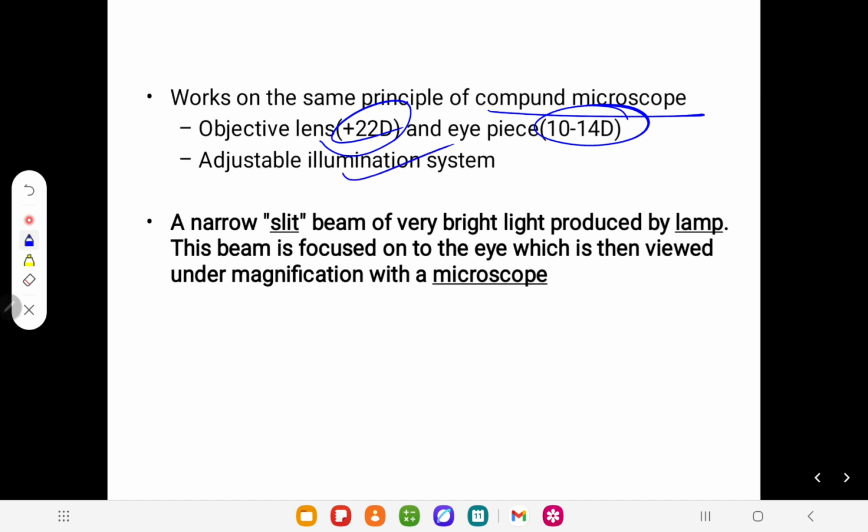Adjustable illumination system, which is very important. A narrow slit beam, see this important point. A narrow slit beam is a very bright light produced by the lamp. Why a narrow slit? It's important. Okay, I'll tell you later. This beam is focused on the eye, which is then viewed under the magnification of the microscope. Basically, a narrow slit is thrown to the eye, and exactly the same place is viewed by the microscope.